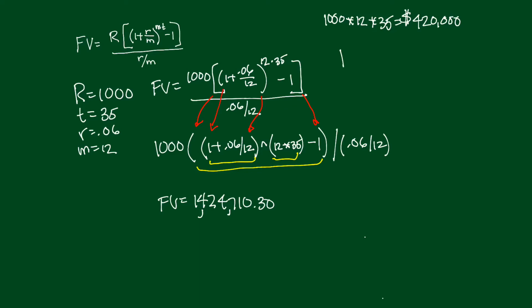In fact, if I take that 1,424,710, forget the 30 cents here, and divide it by 420,000, this will tell me how many times bigger the 1.4 million is than the 420,000. And that comes out to about 3.39. Oh, let's just say it comes out to about 3.4 times as much.